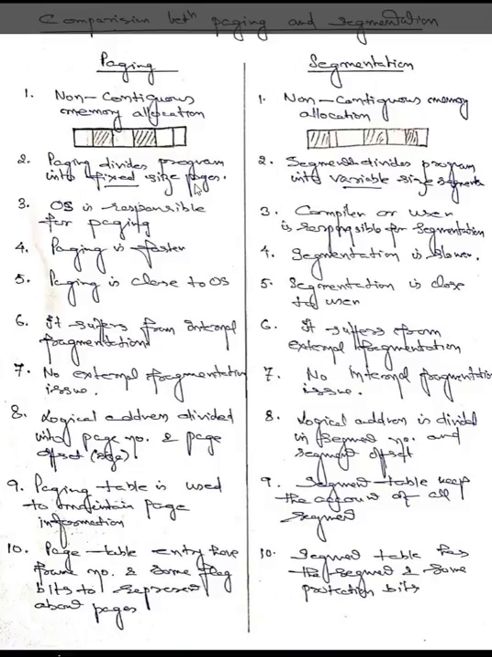Paging divides the program into fixed size pages. Segmentation divides the program into variable size segments, as I explained. The operating system is responsible for paging. In this case, the operating system is responsible, whereas for segmentation the user or the compiler is responsible, because it is placed based on the program structure.